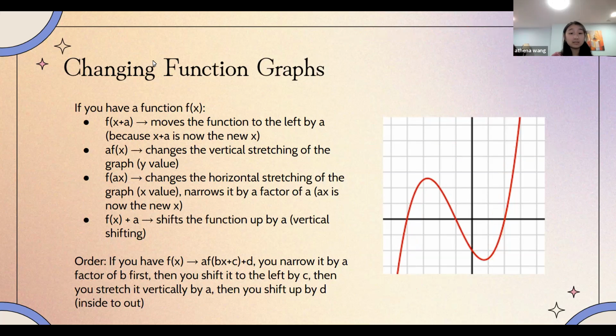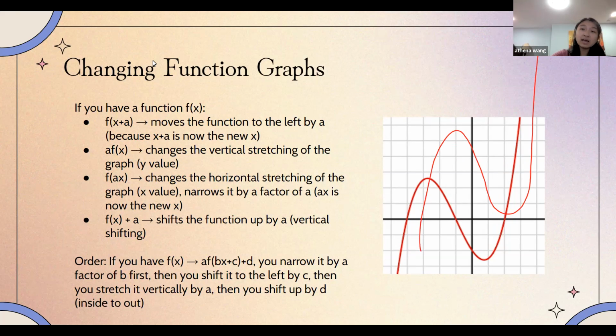Okay, and then if we have f of x plus a, this means it's just shifting the function up by a. So it is a vertical shift. If the a is negative, of course, it's going to go down. But if it's shifting up, let's say in a positive direction, it would shift it like that.